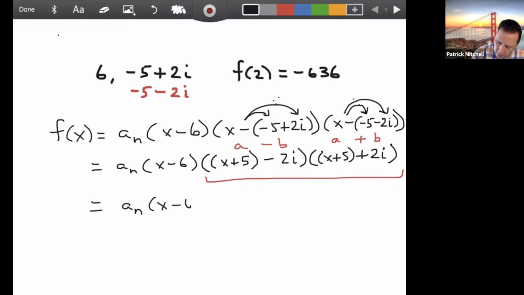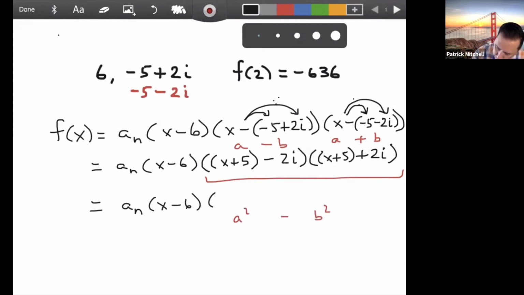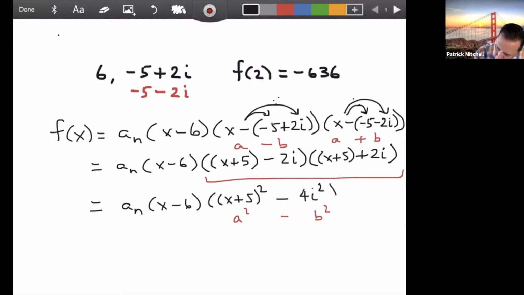So, of course, that multiplies into a squared minus b squared. So that's going to look like (x plus 5) squared minus (2i) squared. We'll just write it like that for now. All right. See, this isn't too bad. Okay, now that thing should not be too difficult to clean up.